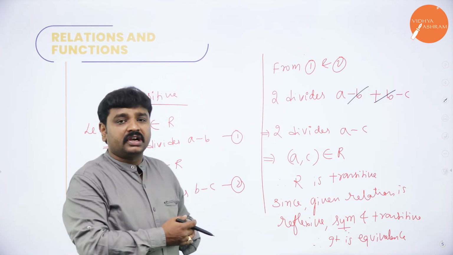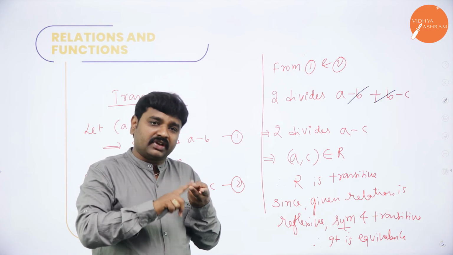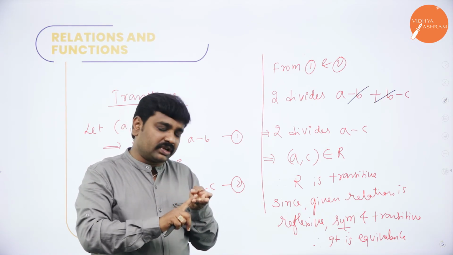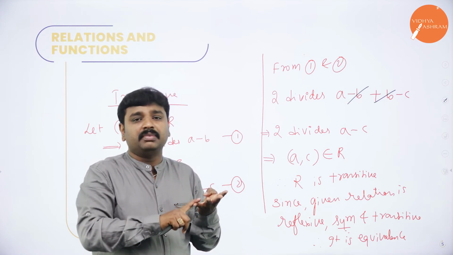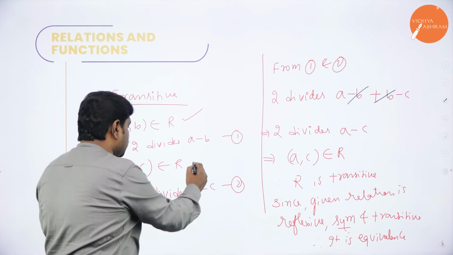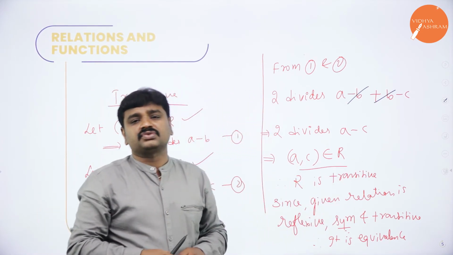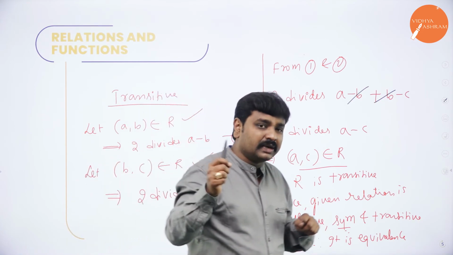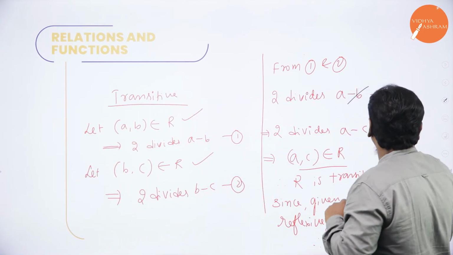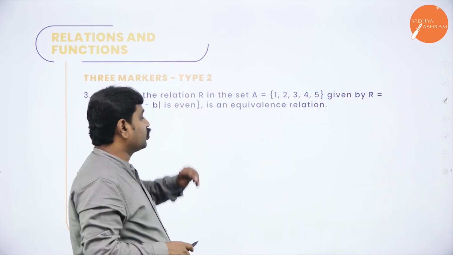This is type 2. In type 2, first we took for all A belongs to A, A comma A belongs to R; we call it reflexive. We proved like that. Then we took A,B belongs to R and we proved B,A belongs to R. Therefore, it is symmetric. Now, we took A,B belongs to R and B,C belongs to R and arrived at A,C belongs to R. Therefore, it is transitive. Since it is reflexive, symmetric and transitive, the given relation is what? Equivalence.